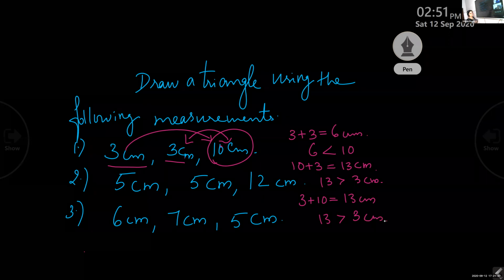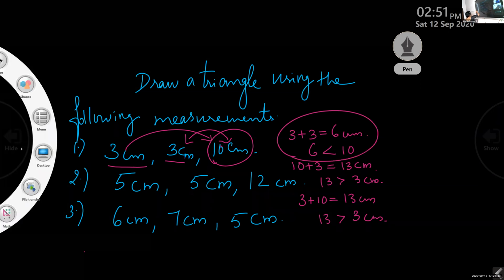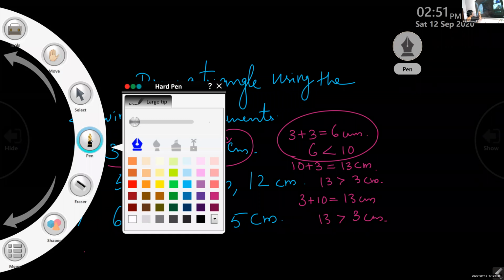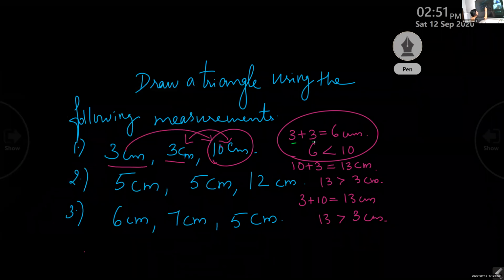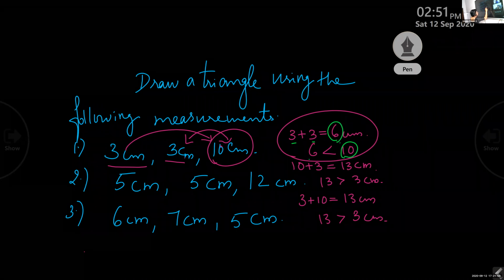But in one combination, you found that 6 is less than 10. That is, when you add two sides and compare with the third side, this sum is less than the third side, isn't it? Sum of any two sides of the set is coming less than the third side. But you check, the same is the case with this too.